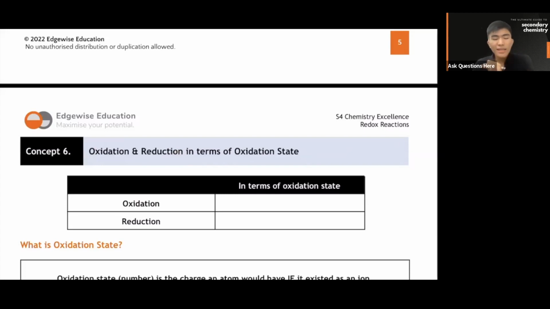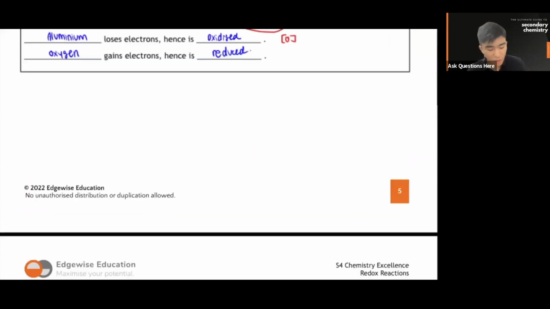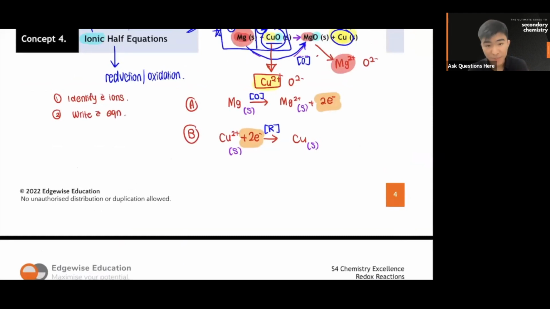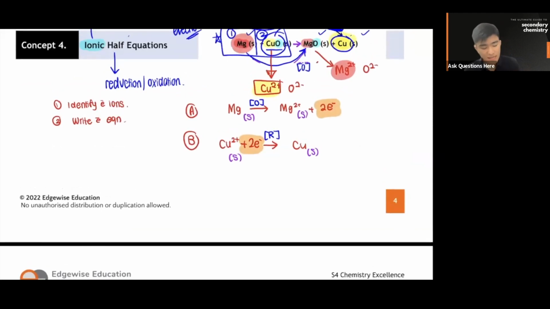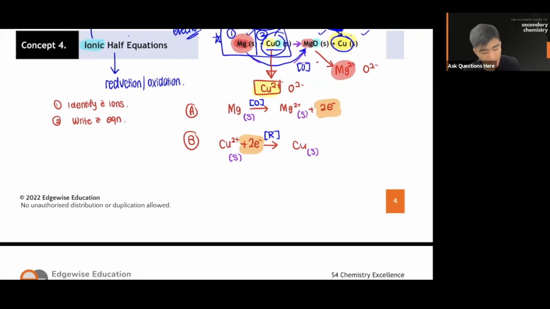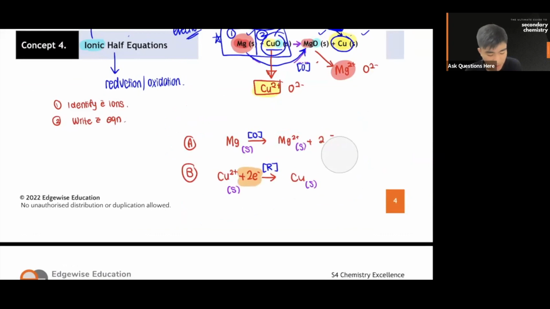Now, what is the guiding principle behind the term oxidation state? Let's go back to this reaction over here, the A and B reaction on page number 4. Let's come back here. I'm going to clean this up a little bit and show you what I mean by oxidation state. First off, I'm going to erase the electrons. Let me just erase the electrons first.